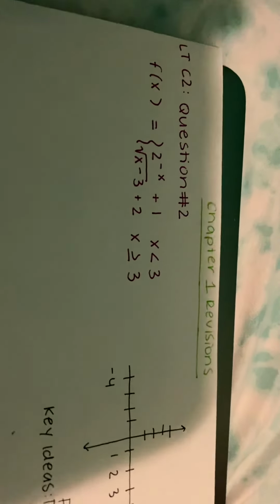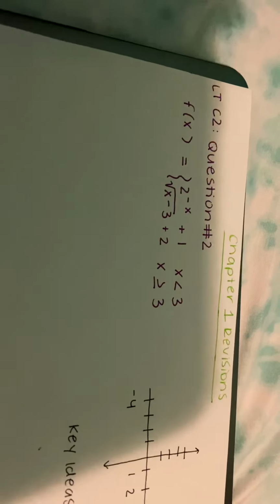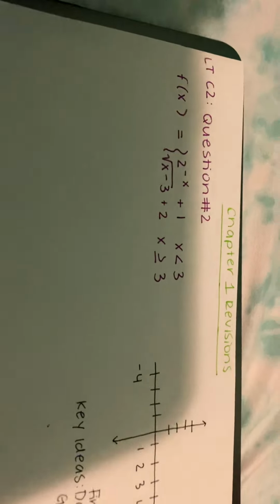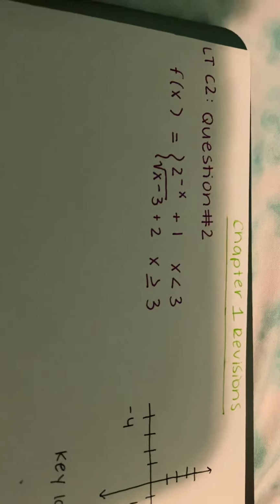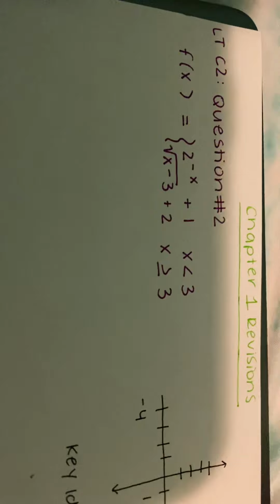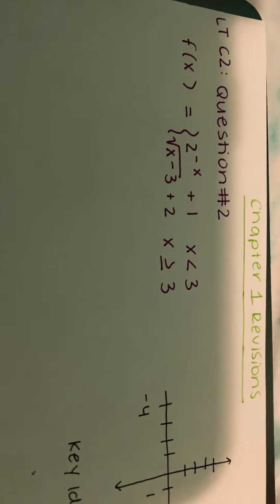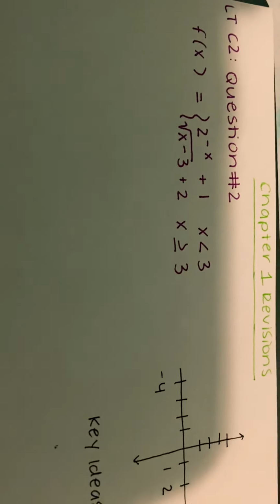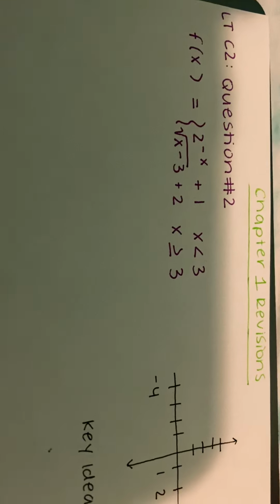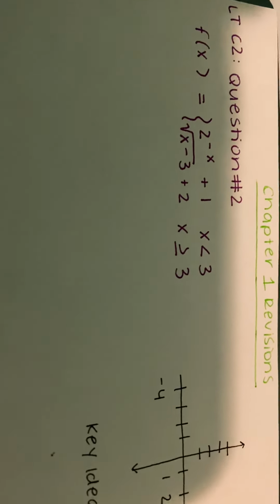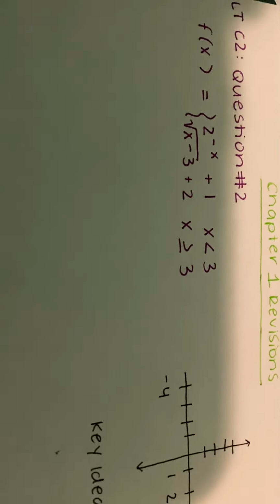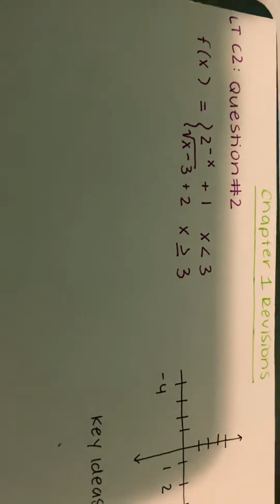So this is question 2 for the learning target C2. This question is basically giving you a function. The function is f of x equals 2 to the power of negative x plus 2 for x less than 3, and square root of x minus 3 plus 2 for x greater than or equal to 3.